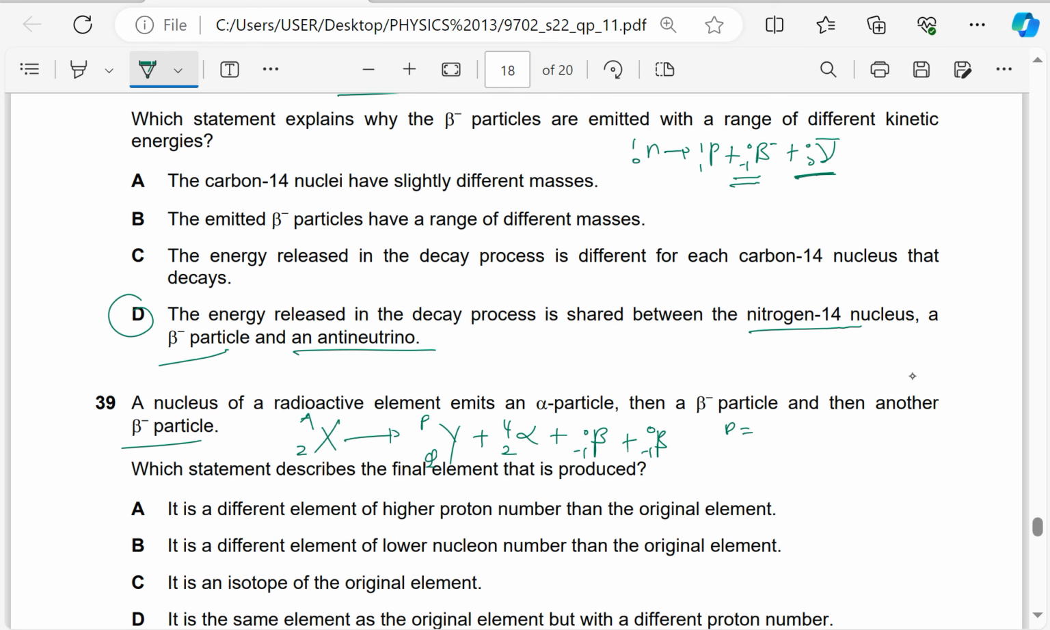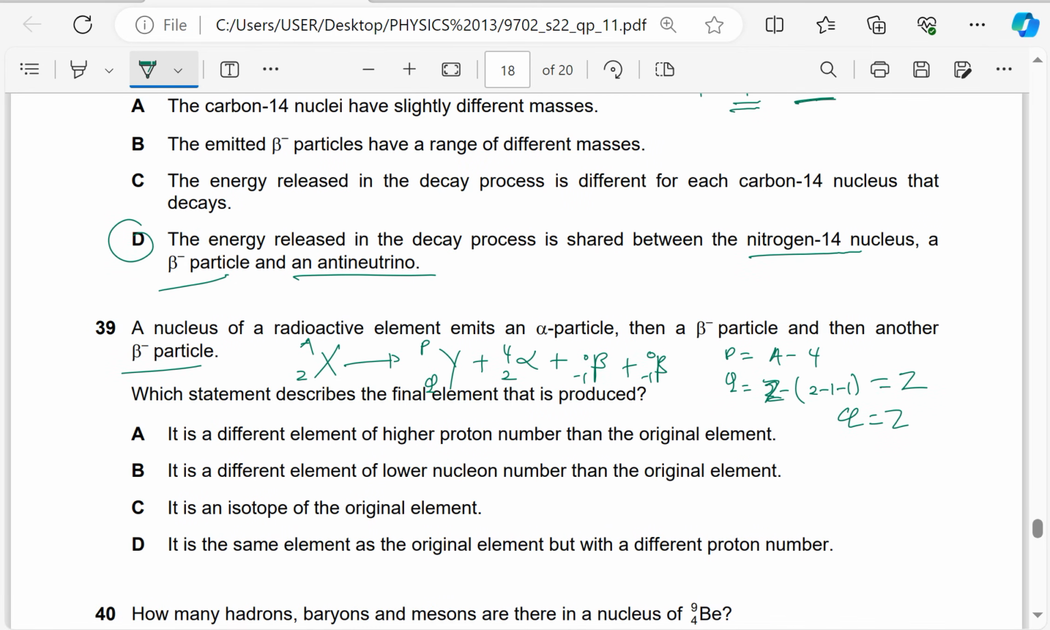So P is going to be equal to A minus 4, and Q is going to be equal to Z minus 2 plus negative 1 plus negative 1, which is the same as Z. So in other words, Q is equal to Z. Most likely what is formed is an isotope. Proton number is Z, the same as before.